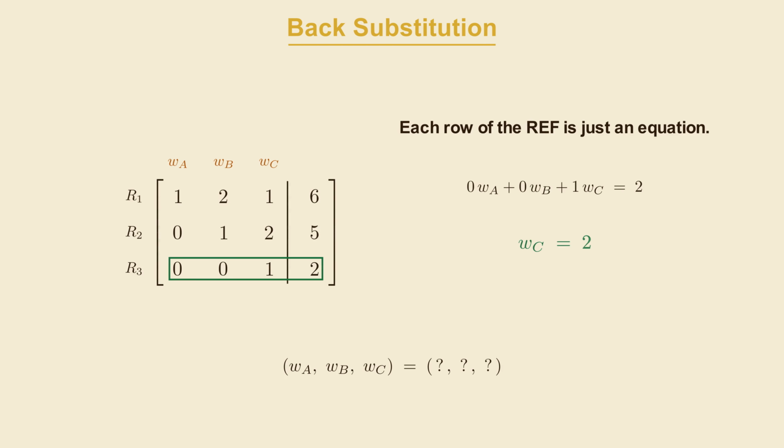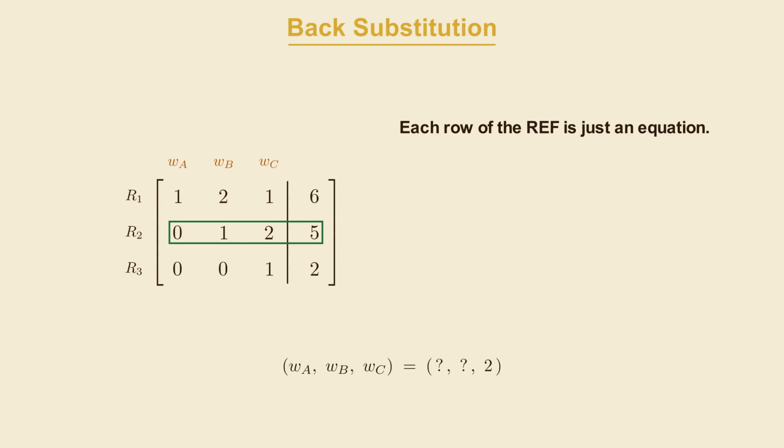So what does that mean? Well, it tells us that our weight in asset C must be 2. So in row 3, we've effectively solved for one of the weights in our portfolio. We know that our weight in asset C has to be 2. And now what we can do is actually use that to solve for the rest of the weights. Let's move up to the middle row. It reads 0, 1, 2, 5.